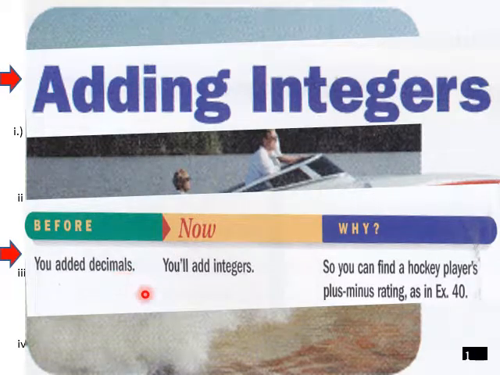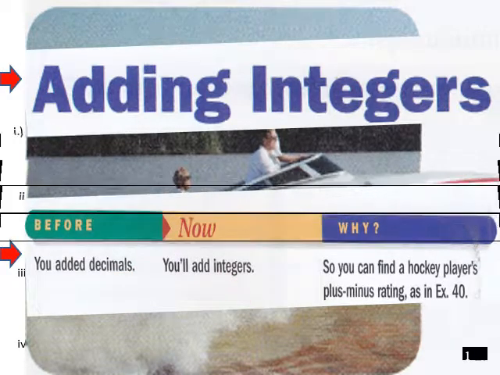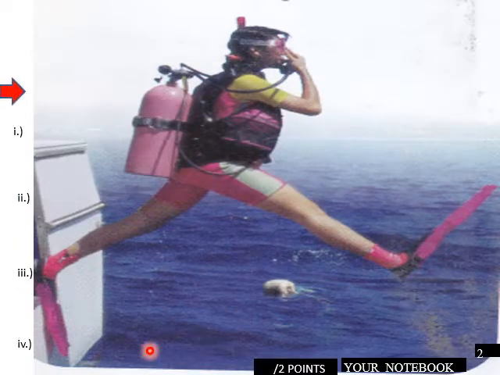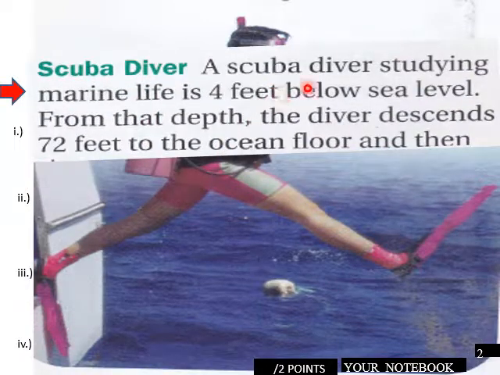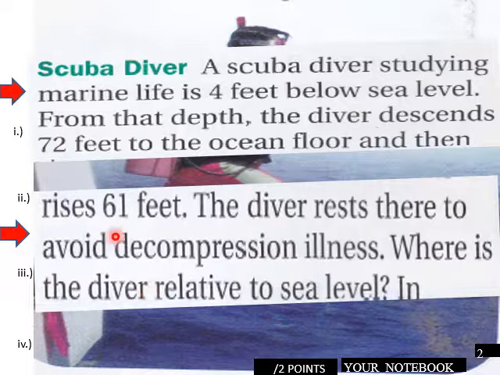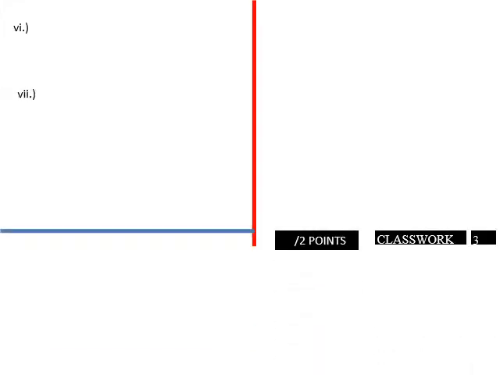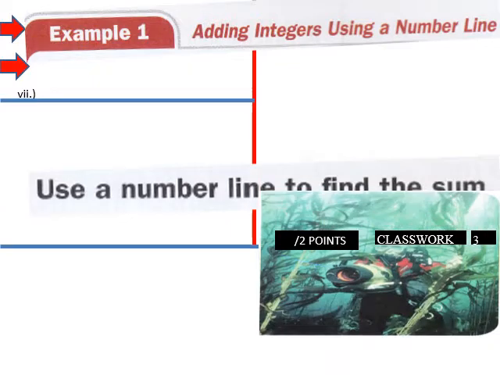Adding integers, you've added decimals, you add integers. So we can do this. A scuba diver studying marine life is 4 feet below sea level. From that depth, the diver descends 72 feet to the ocean floor and then rises 61 feet. The diver rests there to avoid decompression illness. Where is the diver relative to sea level after all that bobbing up and down?